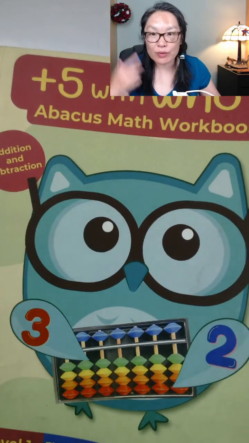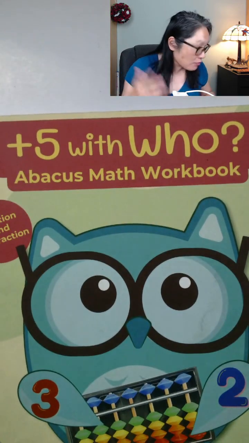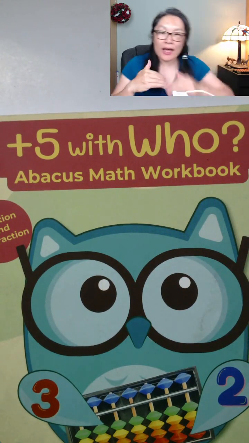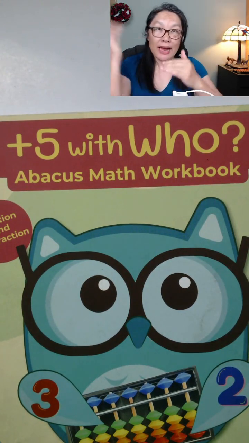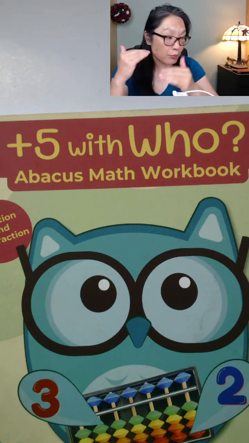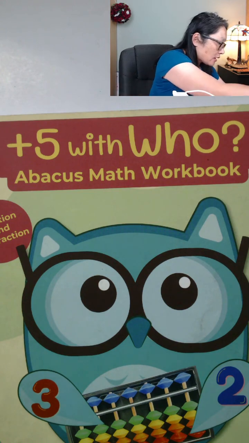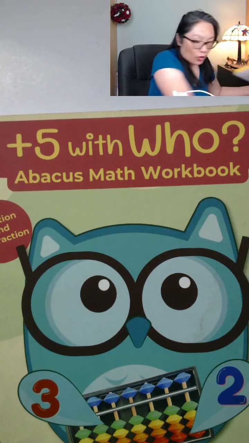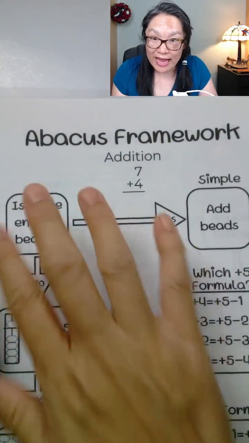But then after that would be minus the 5. After minus the 5, then it'd be plus the 10. After plus the 10 would be minus the 10, and then you mix the two. So there's a whole framework and progression that we do in Abacus. And I'll show you the overview. So this is the overview of the Abacus framework.